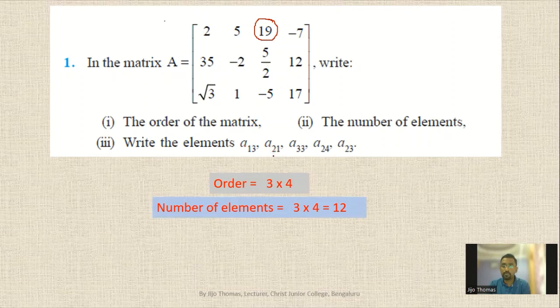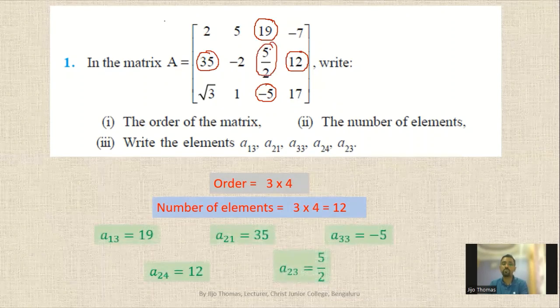A21: second row, first column. First column, second row. A33 is going to be third row, third column. So in the third row, third column, the element is minus 5. A24, second row, fourth column. The element in the second row and fourth column will be 12. And A23, second row, third column, that will be 5 by 2.